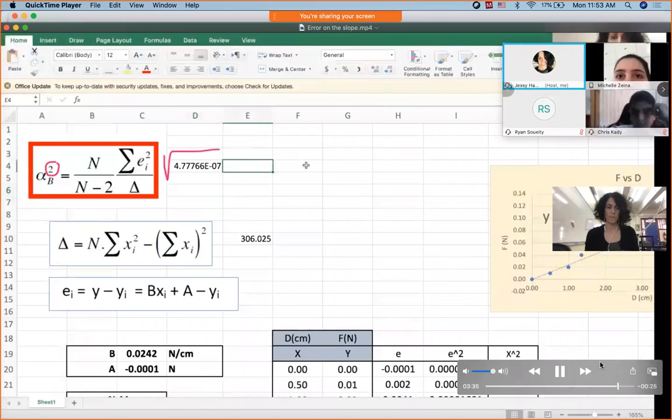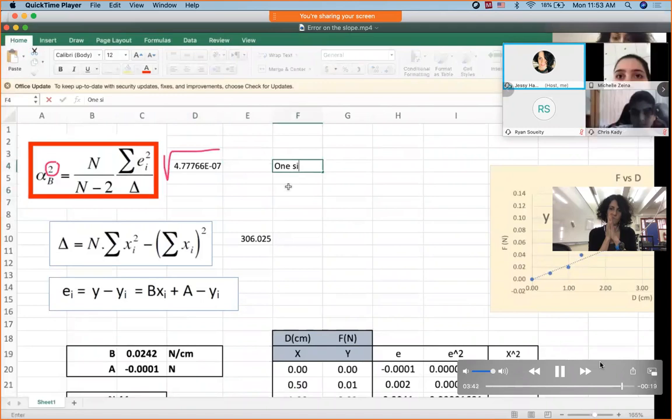When you're done with doing the square root of this value, don't forget to round to one significant figure, and don't forget to add a unit, and don't forget to round the slope accordingly. Okay, so the slope. If you have any other question, let me know.